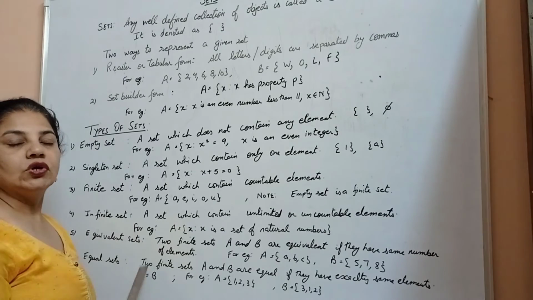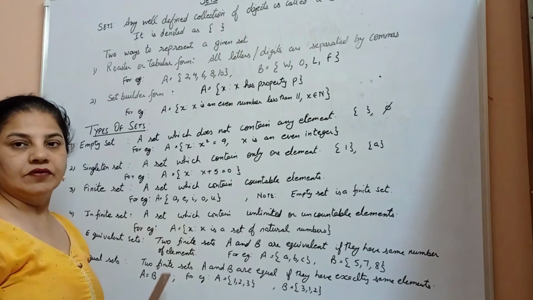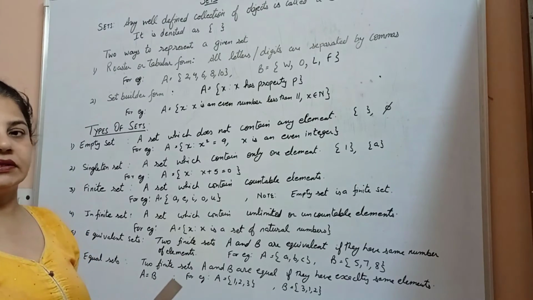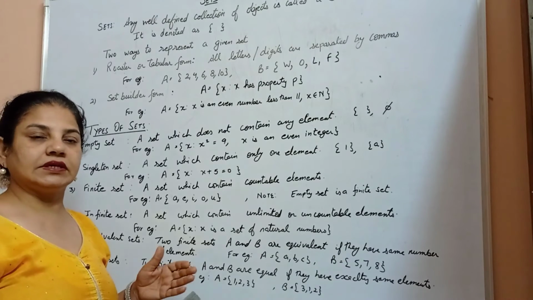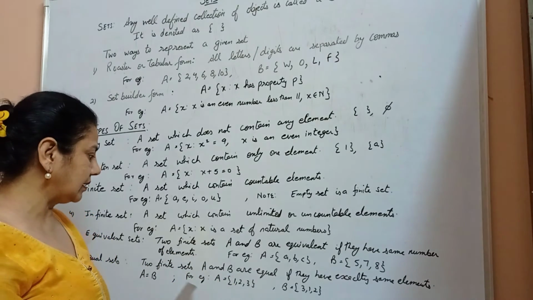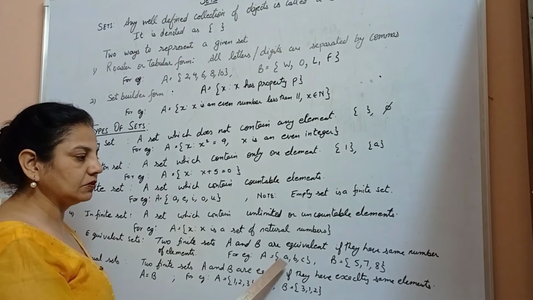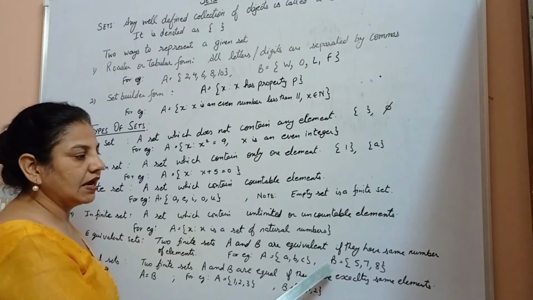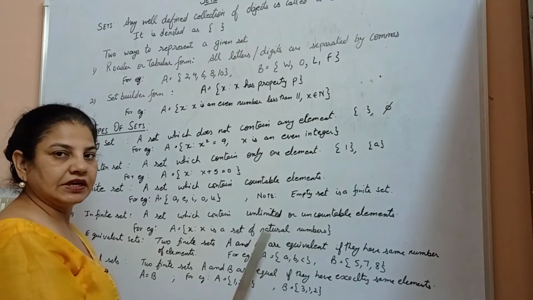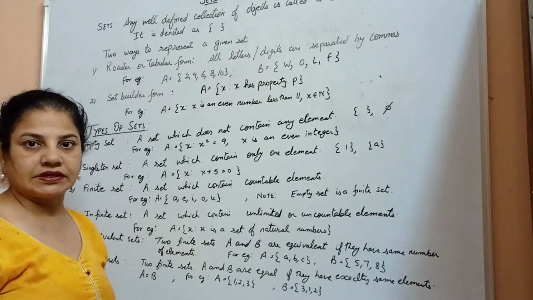Equivalent set: two sets are said to be equivalent when they have the same number of elements. Sets A and B are equivalent only when the number of elements in set A is equal to the number of elements in set B. For example, A is equal to A, B, C, which has 3 elements, and set B has 5, 7, 8, which is also 3 elements. Both have 3 elements, therefore they are equivalent sets.